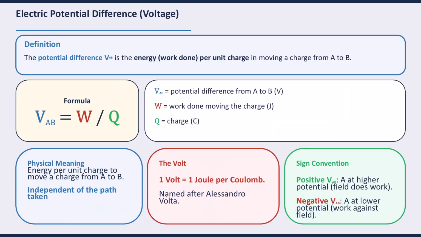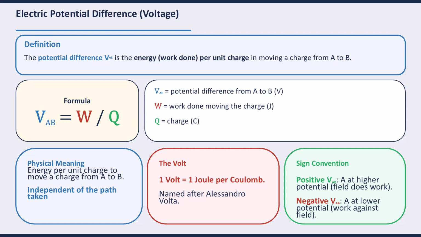Now we come to one of the most important quantities in all of electrical engineering, the potential difference or voltage. Remember the gravitational potential energy example we discussed earlier. When we carry a mass to a greater height, you store energy in it. The stored energy is ready to do work. Electric potential difference works the same way.